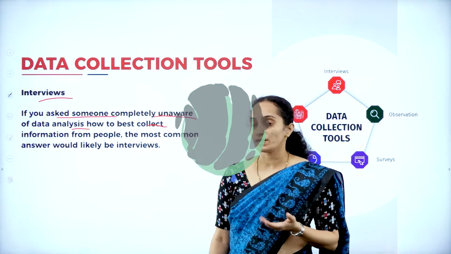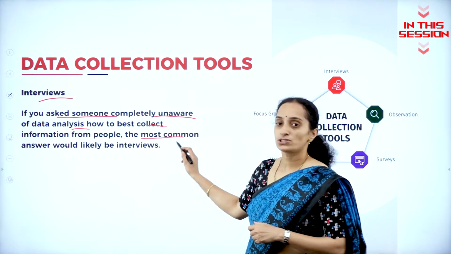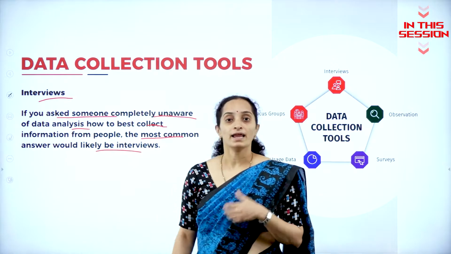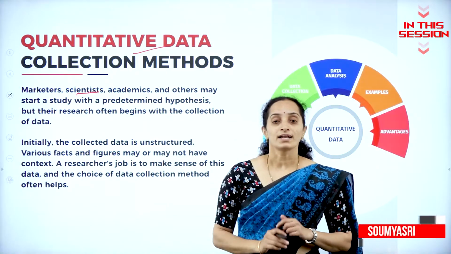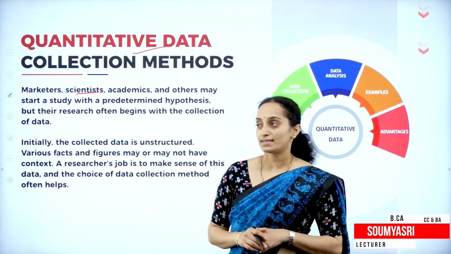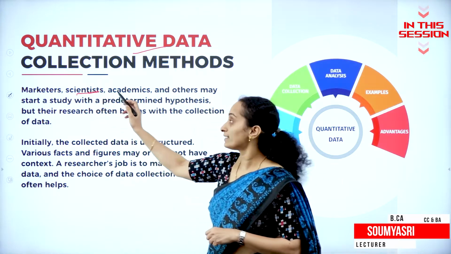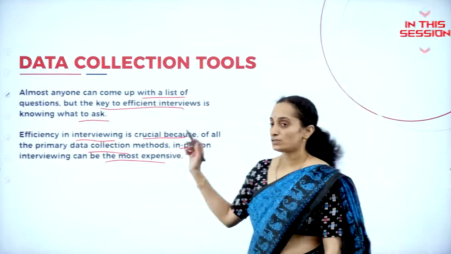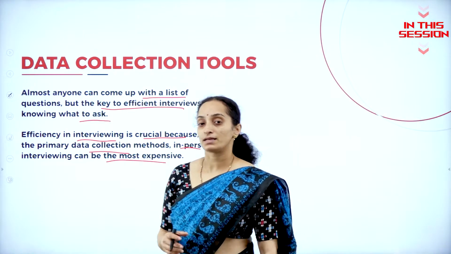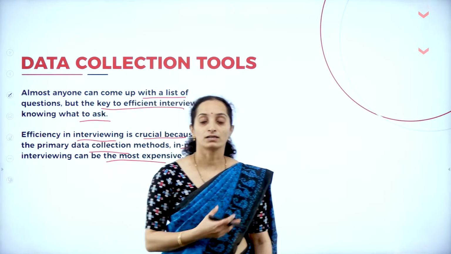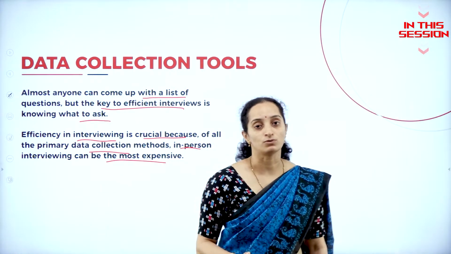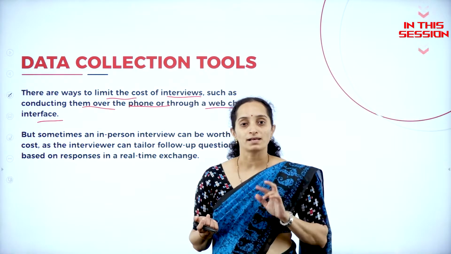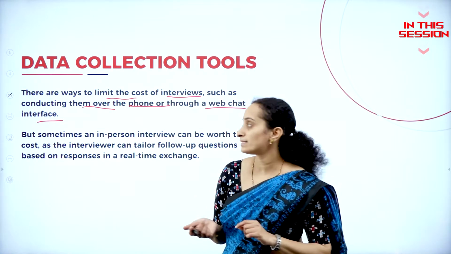How do you get the opinion of the people? The most common answer will be interviews. The quantitative data can be easily collected, like markets, scientists, academics. So this is the primary data collection method: interviewing somebody about a product they have used. It will cost you some time as well as money. How do you minimize this?